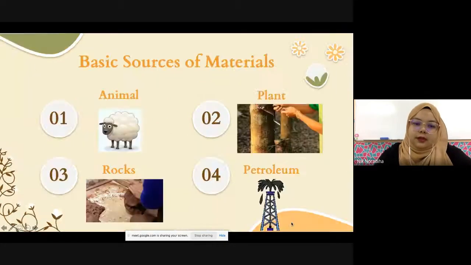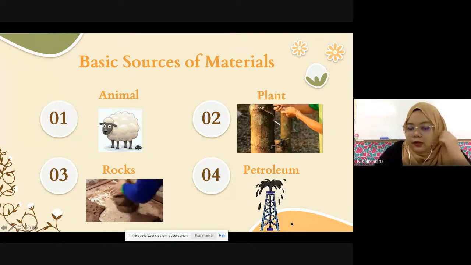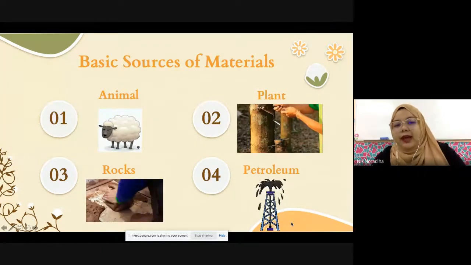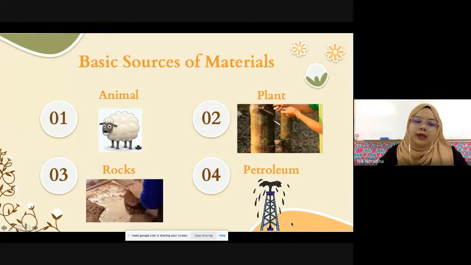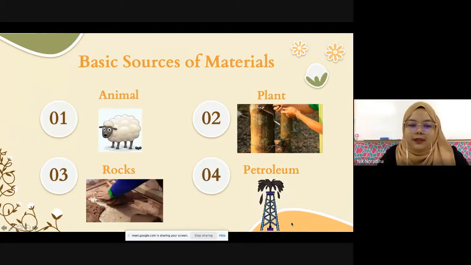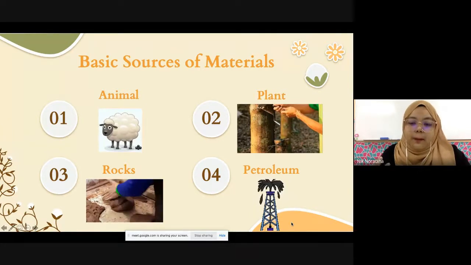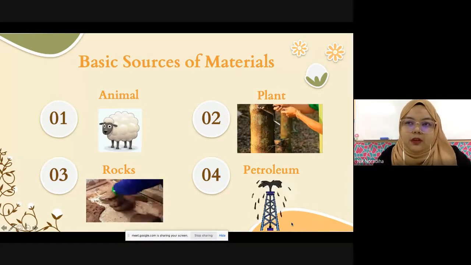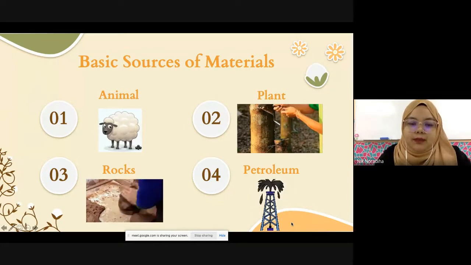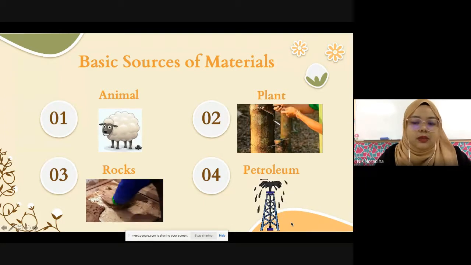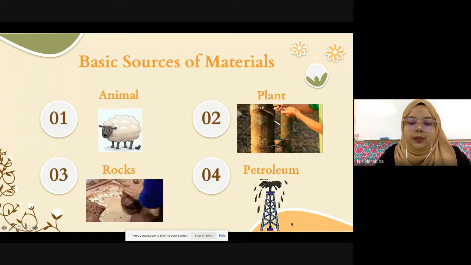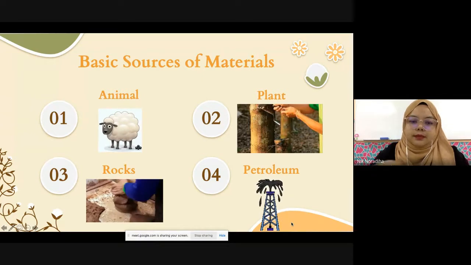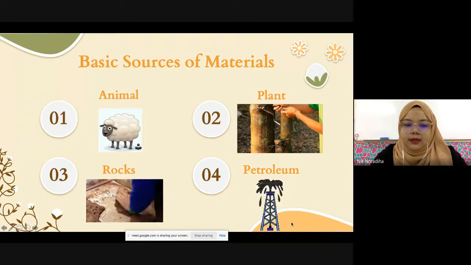Okay, so the basic sources of materials that we have, we have four. We have basic source from animal, basic source from plant, basic source from rocks, and also basic source from petroleum. Before teacher goes further, we have learned about petroleum, natural gas. So teacher just wants to know, where does petroleum come from? Does anyone have the answer?